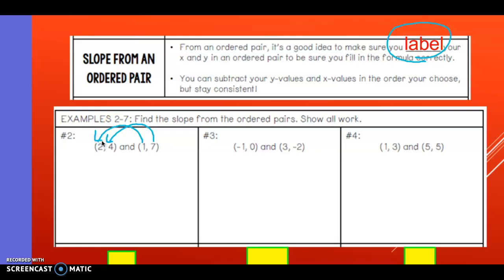You could go the other way. You could go left to right and subtract, but you have to subtract the same exact way for the x's as you do the y's. So let me show you what I would like you to do.